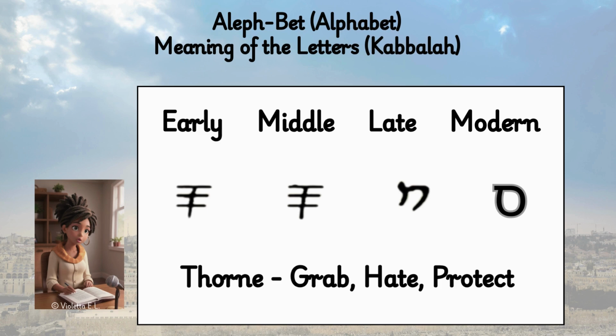Samek represents a support or prop, symbolizing God's support. Samek is the symbol of support, protection, and memory. It means to lean upon, support, uphold. The perimeter of Samek denotes the Creator, and its interior denotes His creation, who He constantly supports and upholds and protects.